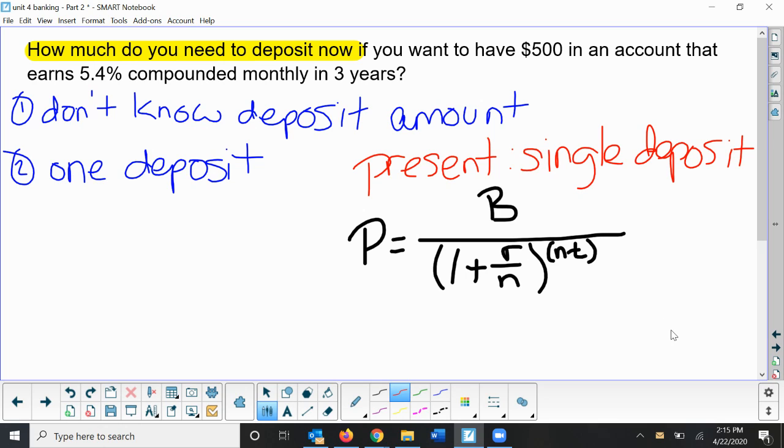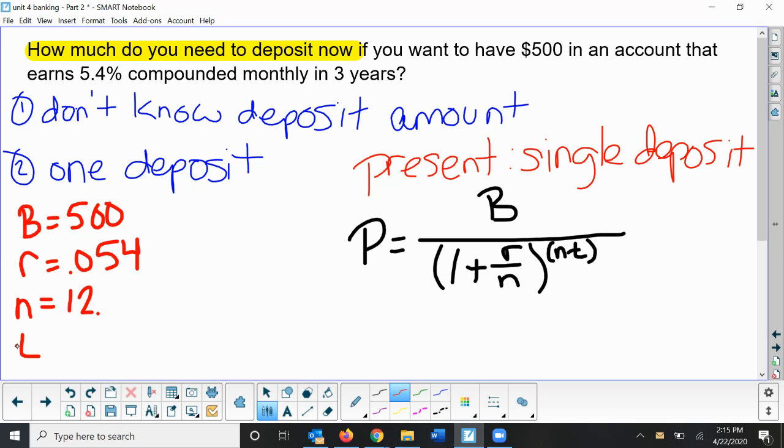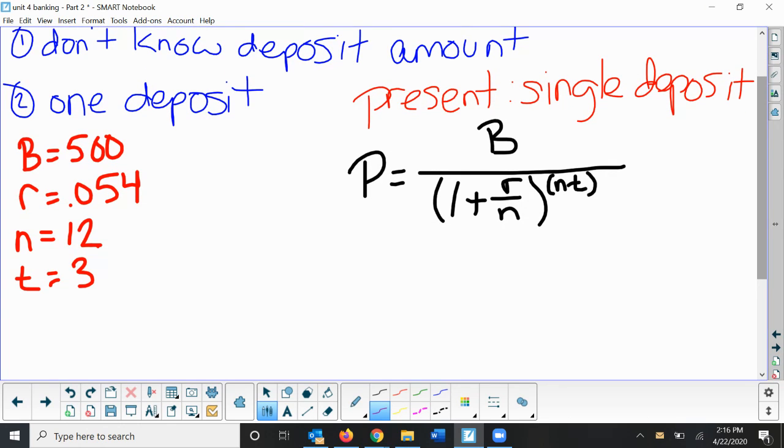And so for this one, I'm looking for P here. And so I actually don't know P. I have my ending balance, that ending goal of $500. And this one, I have my interest rate of 5.4%. My compounding, it is monthly, so that's 12 times a year. And my time is 3 years. And so I'm going to go ahead and set this into my formula here, plugging in my values.